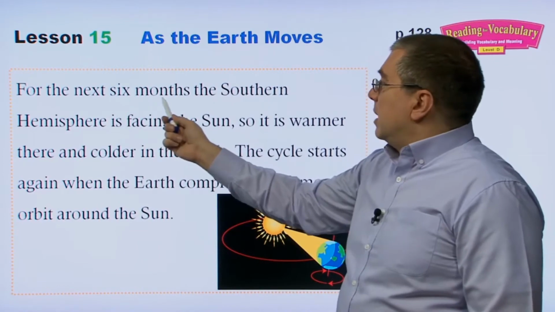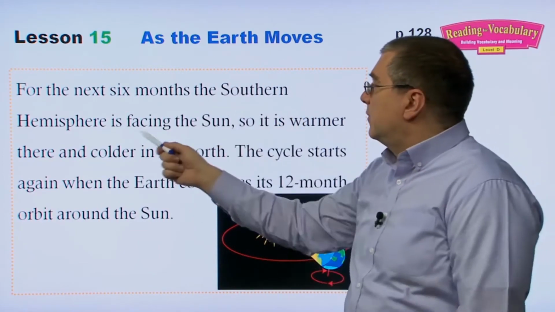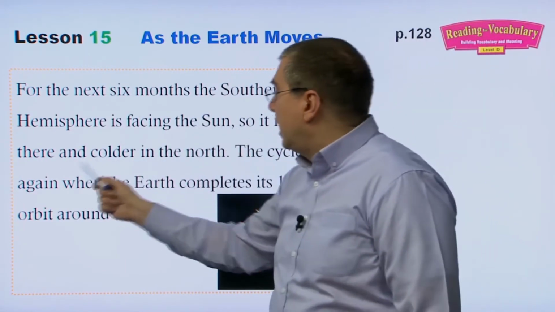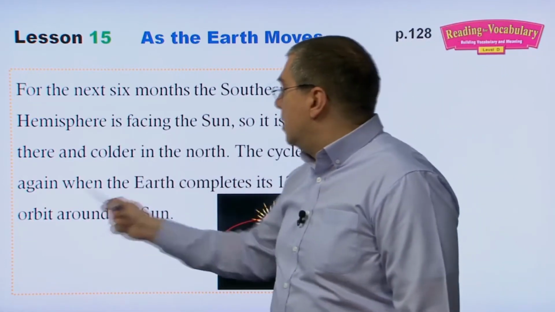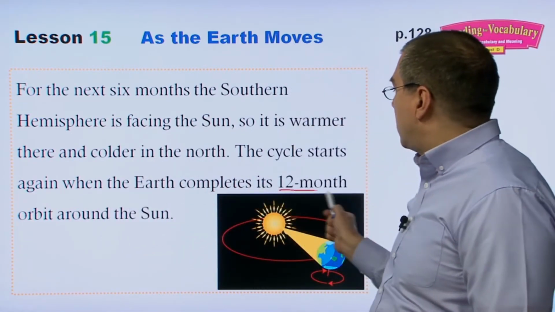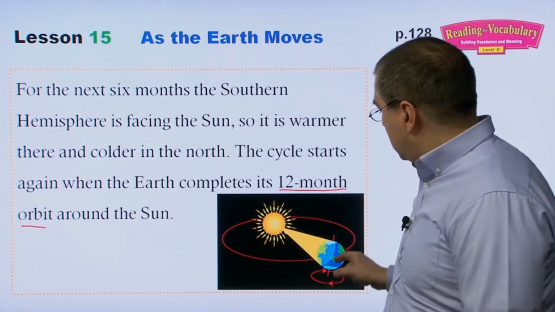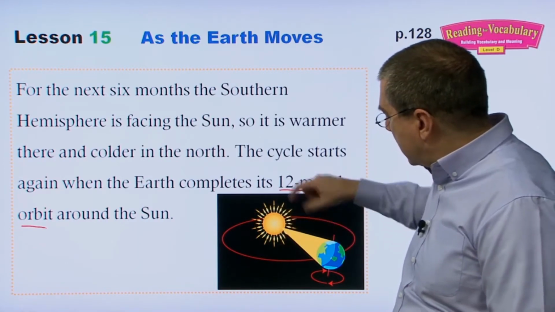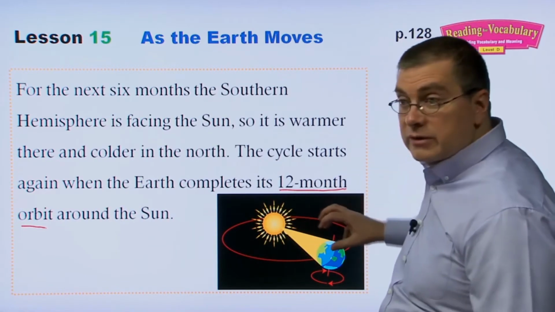For the next 6 months, the southern hemisphere, right, it turns back this way, the southern hemisphere is facing the sun, so it is warmer there and colder in the north. The cycle starts again when the Earth completes its 12-month orbit around the sun. And you can kind of see this, right? The Earth is spinning like this, but it's also going around the sun. And also, you can't see in this picture, but it's also tilting like this, right?